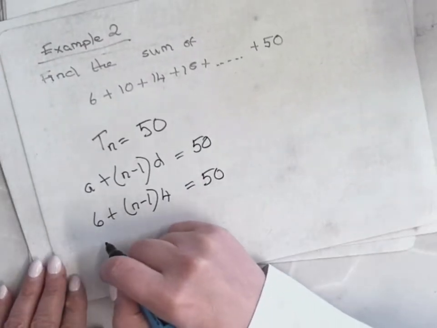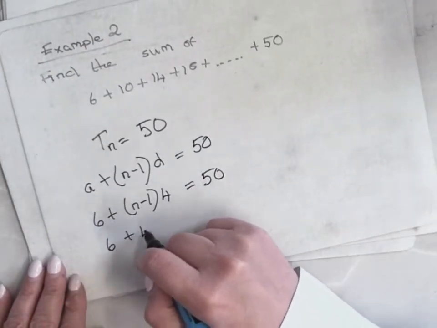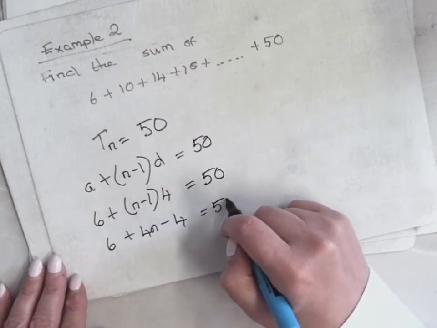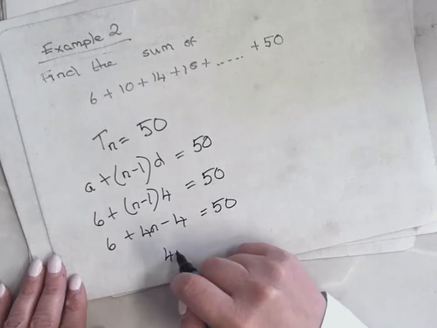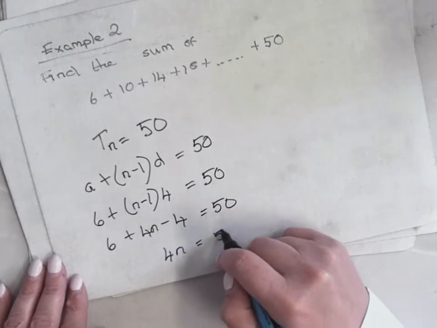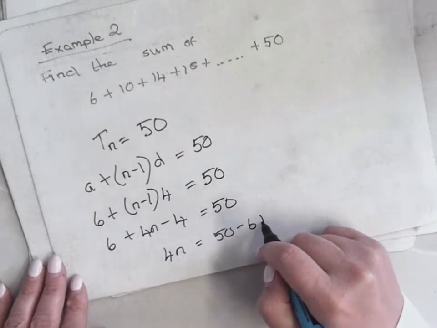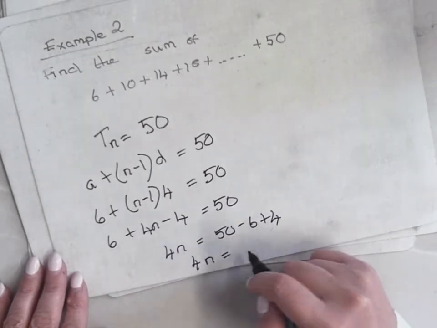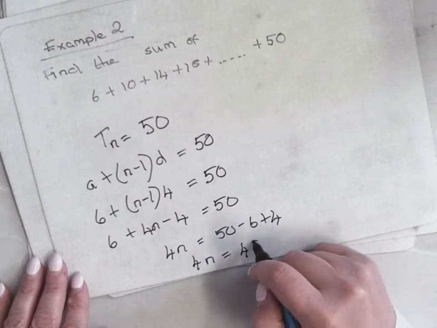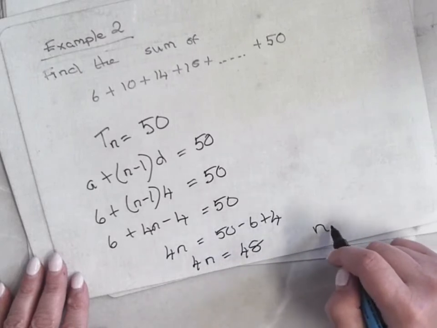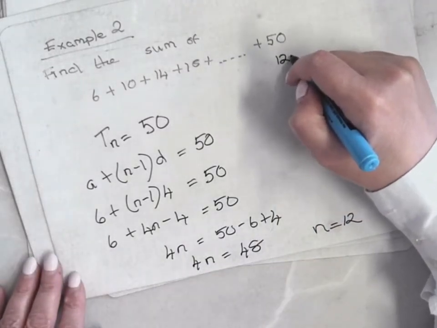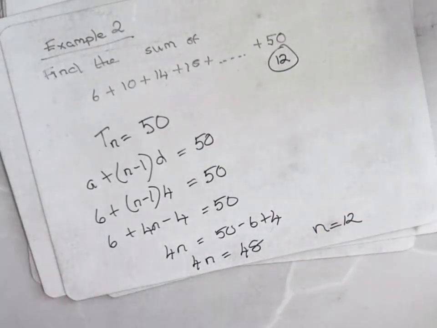Okay, so that's multiplying in, that's 6 plus 4n minus 4 equals 50. So that's 4n is equal to 50 minus 6 plus 4. So that means 4n is equal to 48. That means n is equal to 12. So that's the 12th term. So I want to add up the first 12 terms. So I'm looking for S12, right?